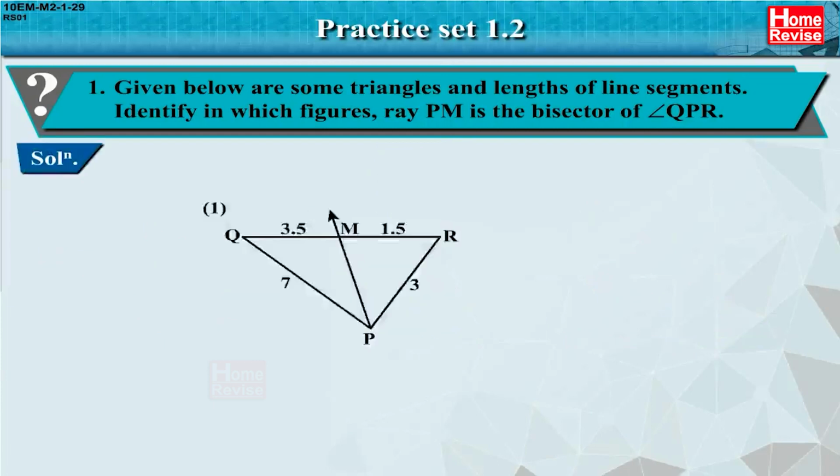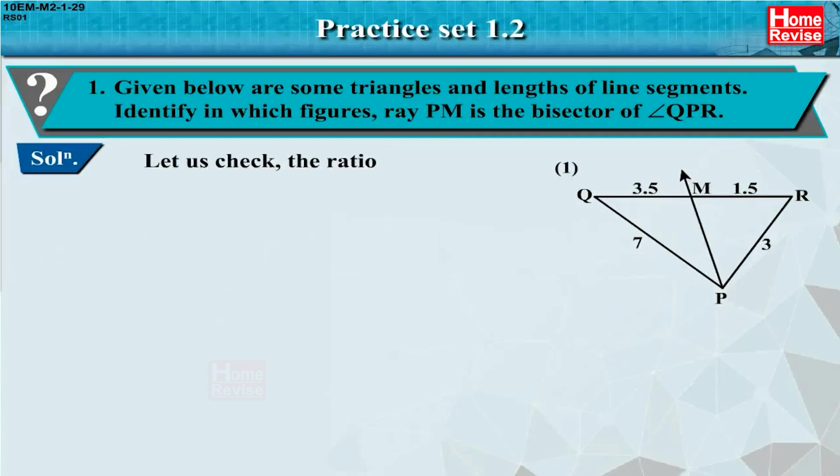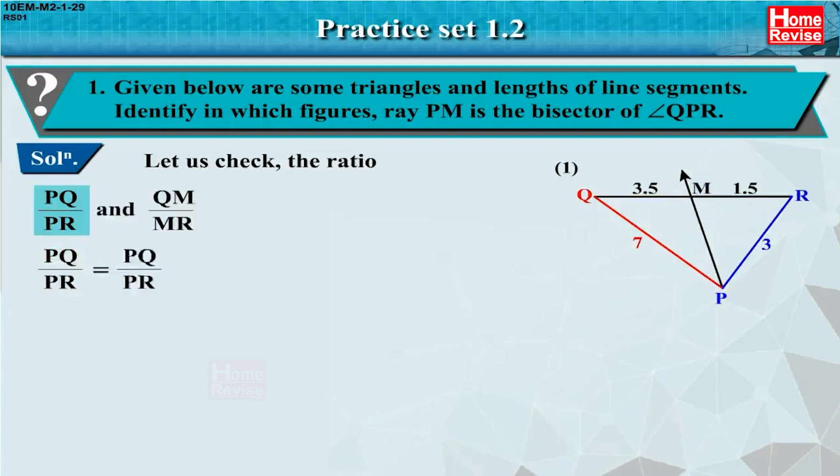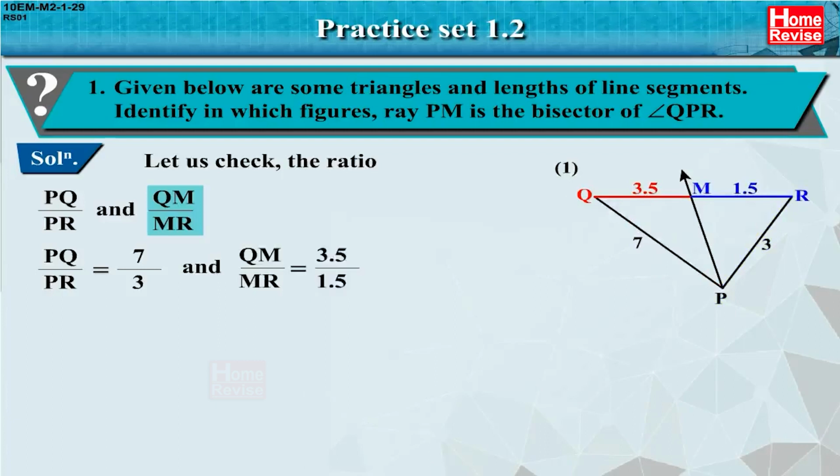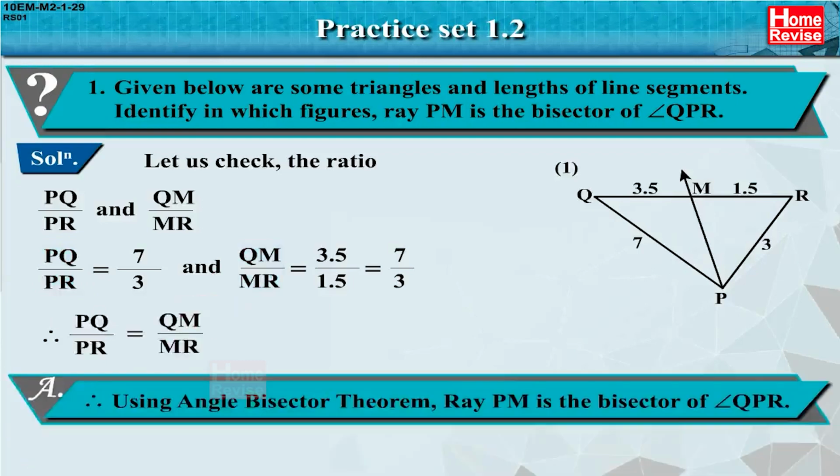Solution. 1. Let us check the ratio PQ upon PR and QM upon MR. PQ upon PR is equal to 7 upon 3 and QM upon MR is equal to 3.5 upon 1.5, which is equal to 7 upon 3. Therefore, PQ upon PR is equal to QM upon MR. Therefore, using angle bisector theorem, ray PM is the bisector of angle QPR.